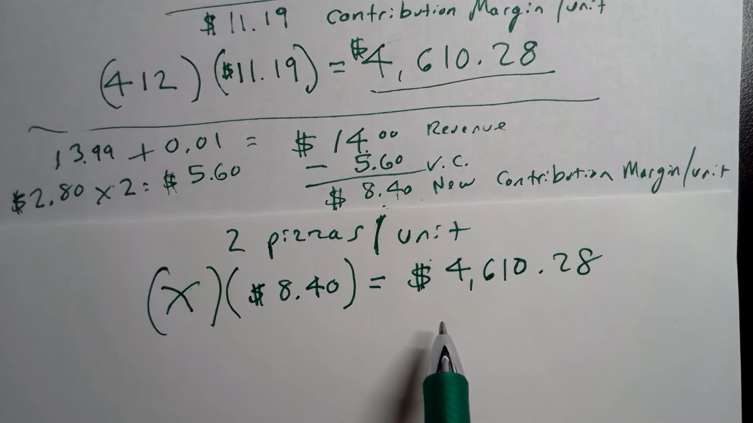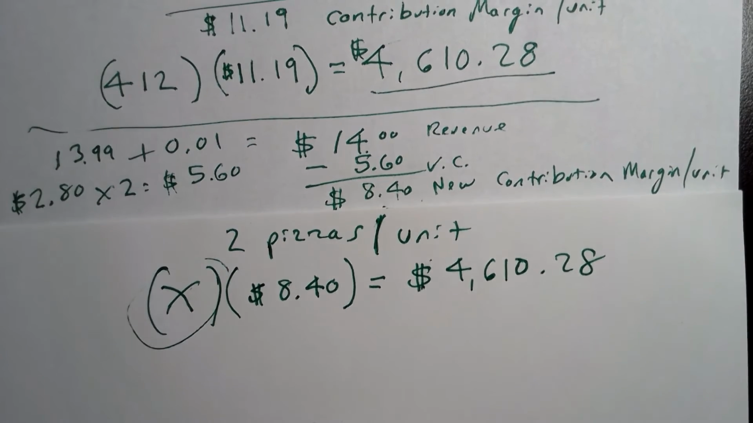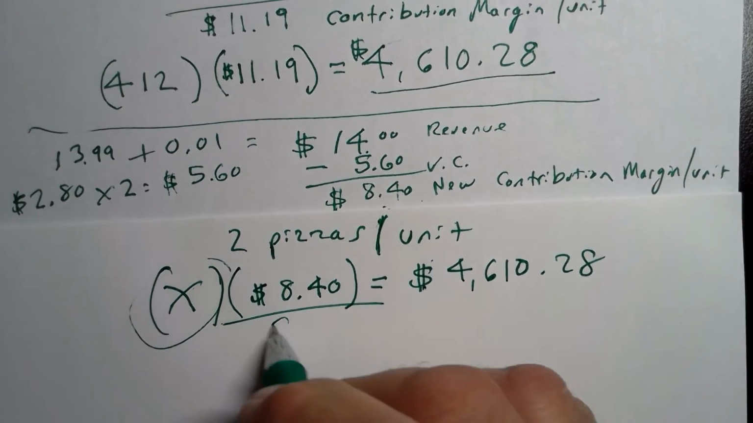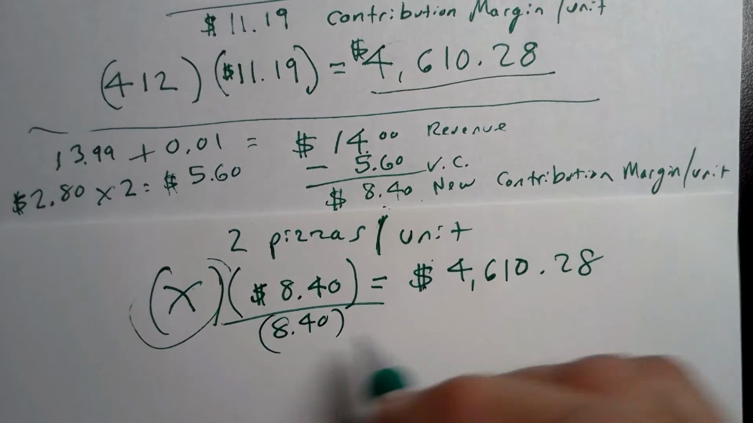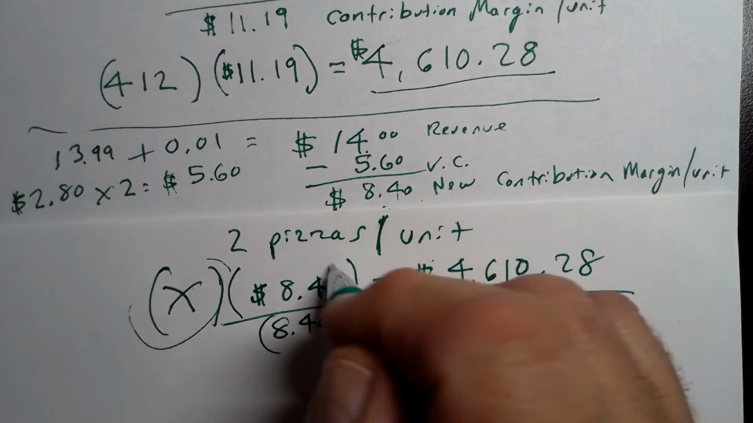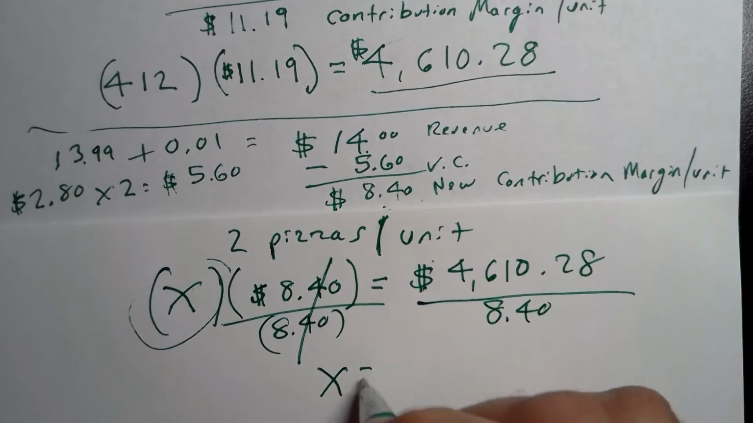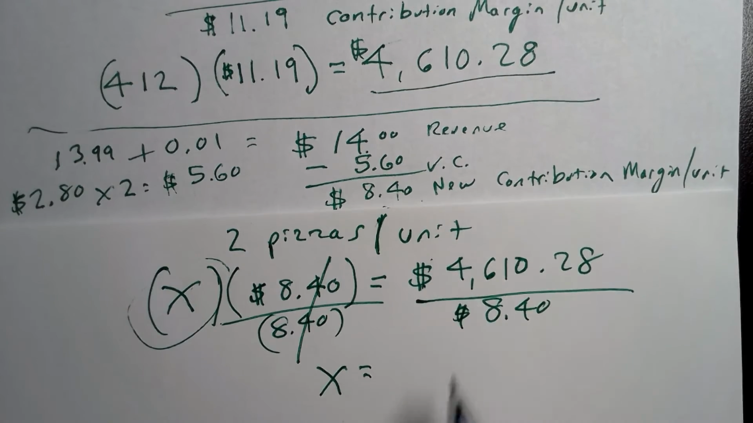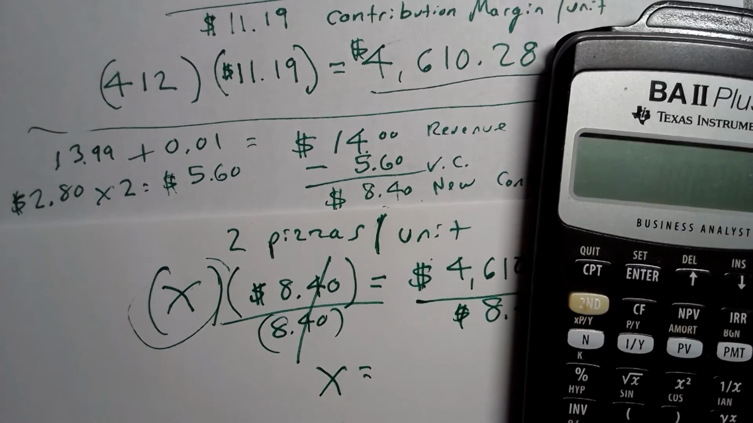Now we're just going to do some algebra. We want to get this X by itself to figure out how many units. So this is multiplication, so I'm going to divide by $8.40. And if I do it to one side, I'm going to do it to the other. These cancel out, so my new X is equal to, and this is $8.40, so the dollars will cancel out and we'll get a number.